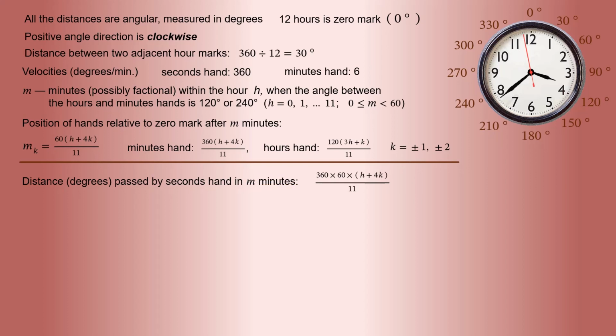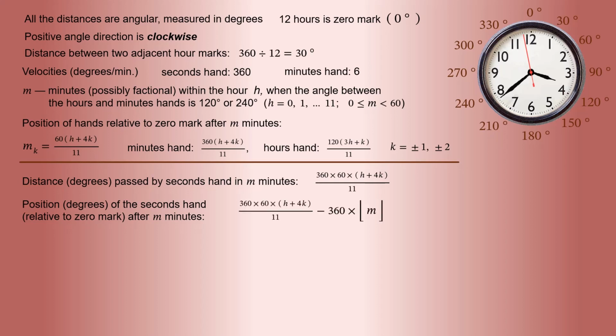The number of full turns made by the second's hand is the integral part of m. Since a full turn doesn't affect the final position of a hand, in order to find the final position of the second's hand after m minutes, we need to subtract 360 times the integral part of m. And since the seconds hand starts an hour from 0 mark, nothing has to be added.